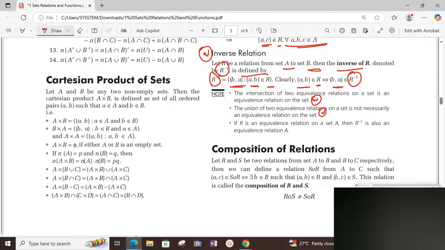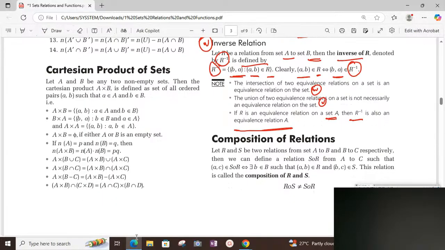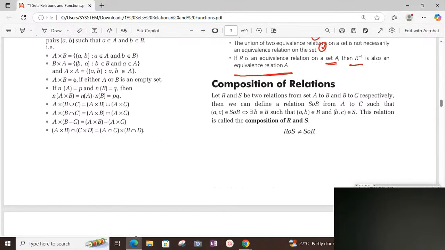If R is an equivalence relation on a set A, then the inverse relation R is also an equivalence relation. There is no problem to understand up to this step. Let's see the composition of relations.